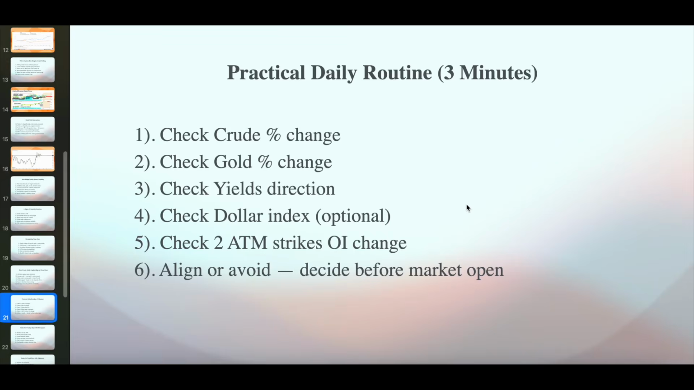Okay, so out of this checklist, if two of three align, that means trade normally. If misalignment is happening, that means trade with small quantity. Okay, if all align, that means you can go with increased size. So this routine alone prevents half of the emotional trades. Okay, this will take hardly 3 to 4 minutes.